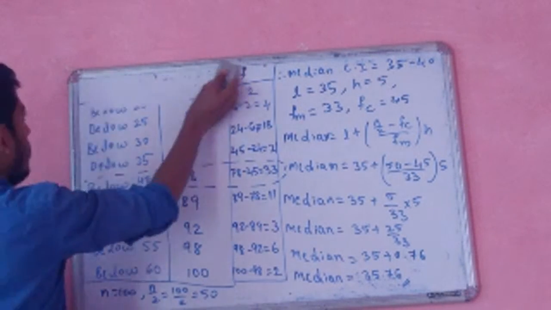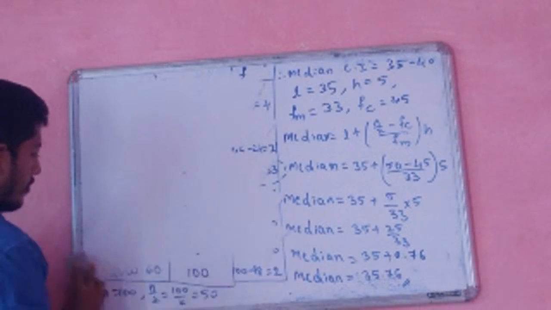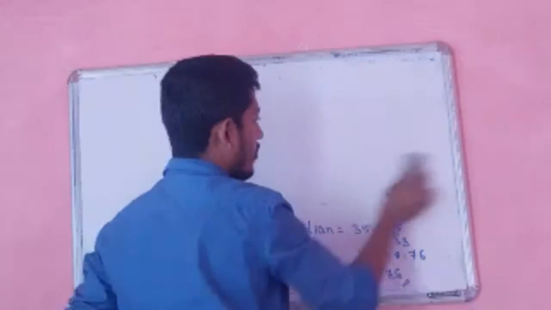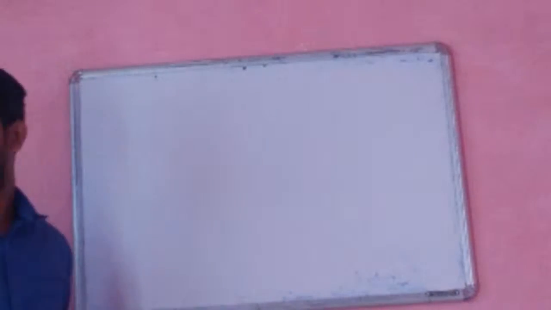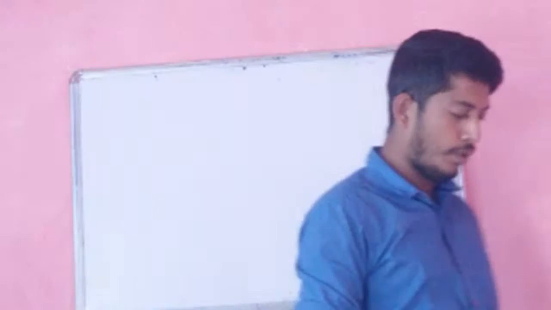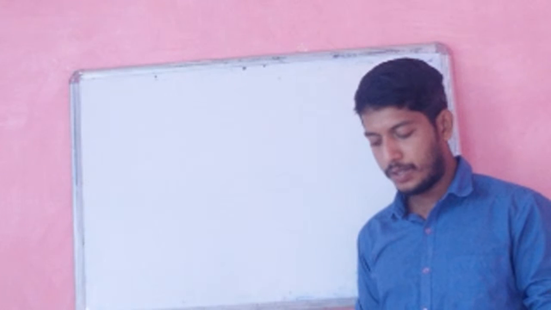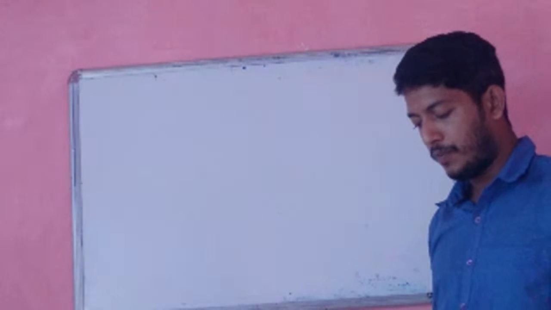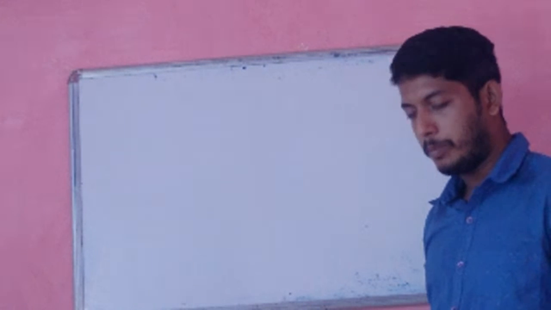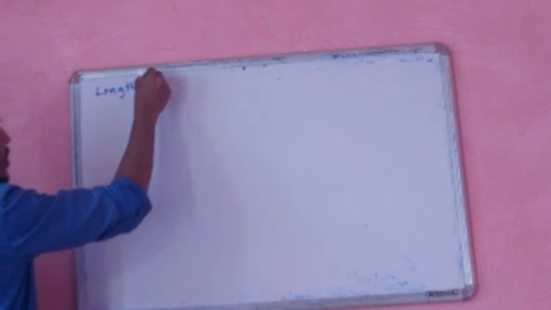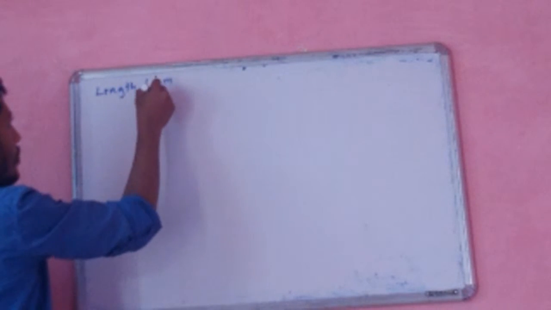The next problem. The lengths of 40 leaves of a plant are measured correct to the nearest millimeter, and the data obtained is represented in the following table. So lengths are given in millimeter and the number of leaves are given. Okay, so first one, length in millimeter. So that is class.